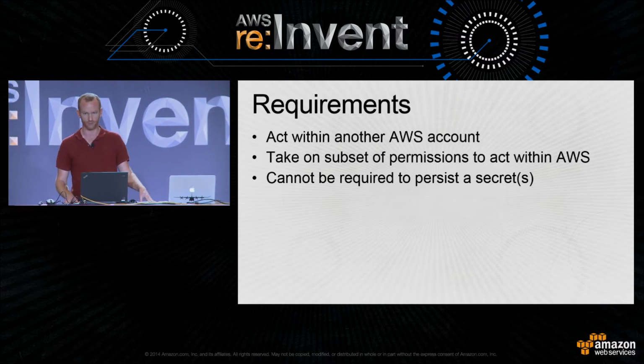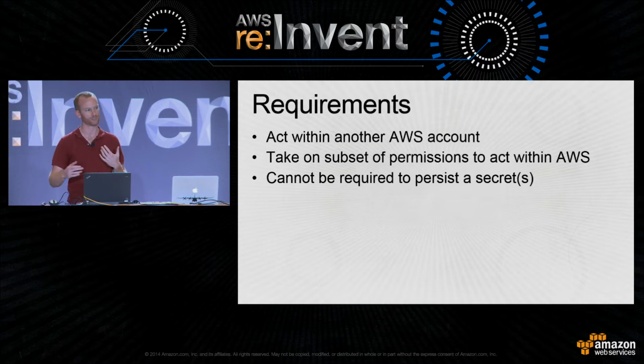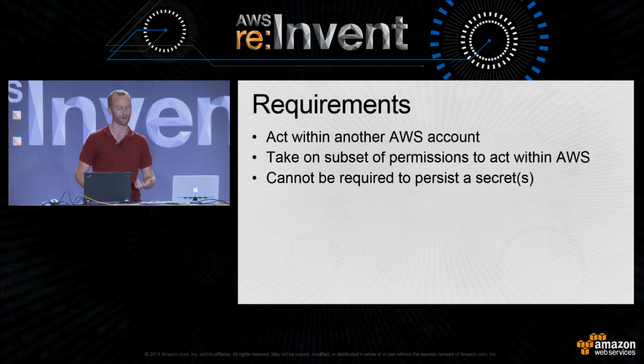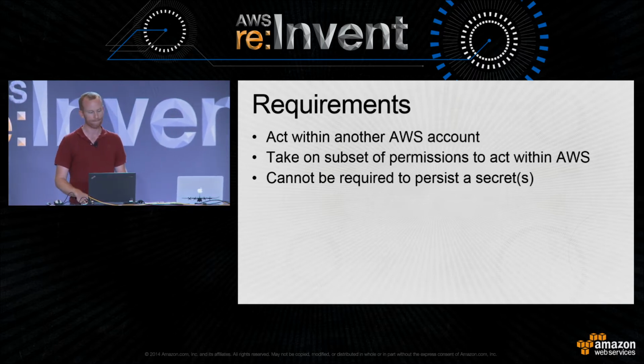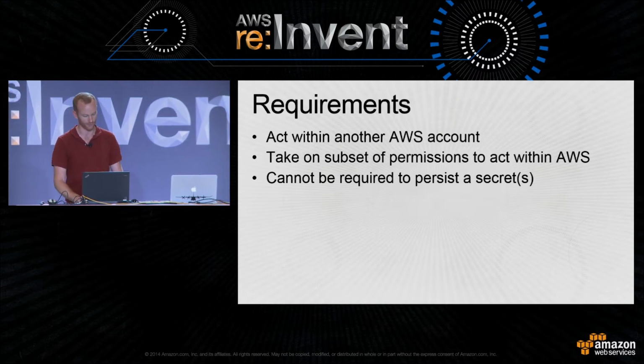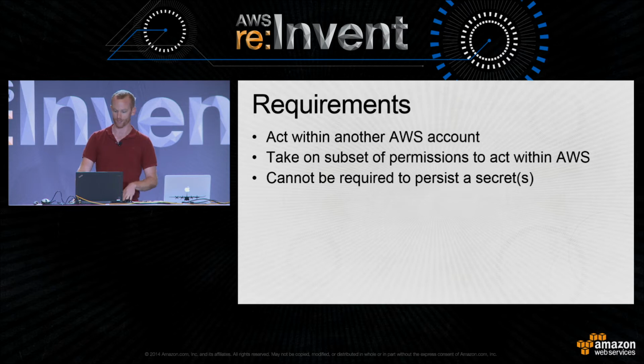And so the requirements for this are that we're going to, of course, act within another Amazon account. We want to take on a subset of permissions. This is just the permissions that we require to perform the things that we want to do. And we're not going to keep any secrets. We don't trust ourselves to keep secrets. We don't want to be compromised. We don't want to be on a Krebs on Security blog post.